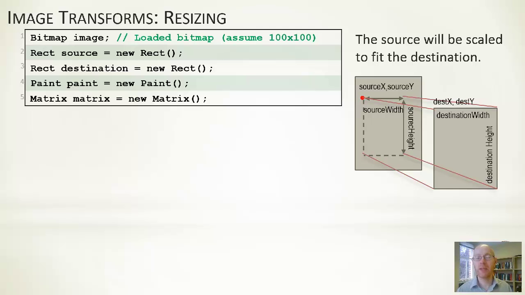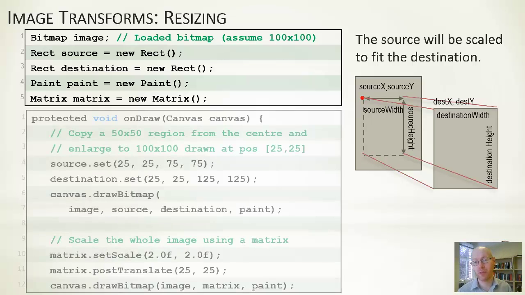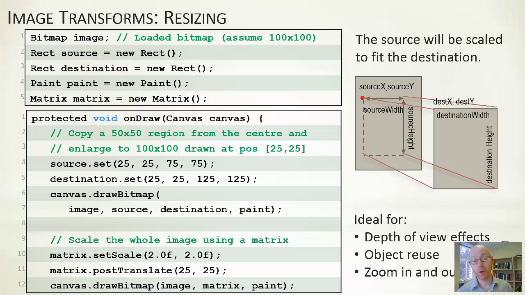Now for resizing it, there's actually two different approaches we can use, and both of them are shown here. So we've got our onDraw method, we've got a canvas that we're assuming we're drawing the bitmap to. In lines, well, it's really 4 to 7 in terms of the code, this is the first implementation, and lines 10 to 12 is our second implementation. In both cases, we're going to be taking a part of our source image and doubling up on its size.